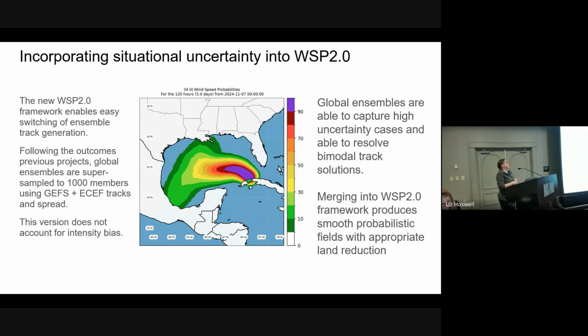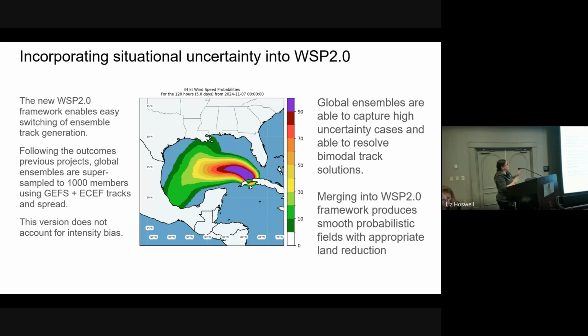This is another different aspect of this. Alan Brammer has been continuing this work that was actually based off of work we did with the legacy wind speed probabilities back in HFIP, where we're substituting in the global ensembles and super sampling the GEFS and the EC ensembles to generate our spread for the perturbations, as opposed to the climatological distributions for each case. So right now, this version that he's testing doesn't include any accounting for the intensity bias in those ensembles at this point.